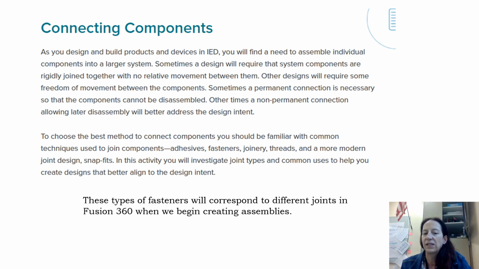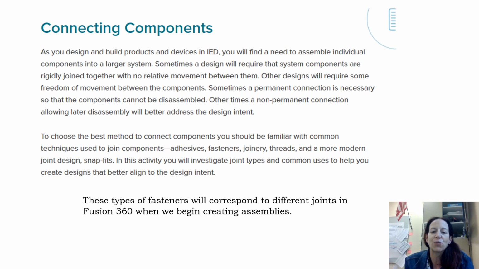In this activity, we'll investigate joint types and common uses to help you create designs that better align with your design intent. And I know, again, research pieces of the curriculum are not the most exciting, but in order for you to be able to do the best designs possible, even in Fusion 360, you need to know what kinds of fasteners and methods of joining things together are available for you to use. If you don't know they're available, then you won't think to design with them, and there's no way to find that out other than to research them. So it's just a part of learning.